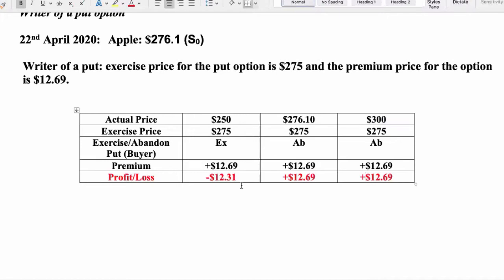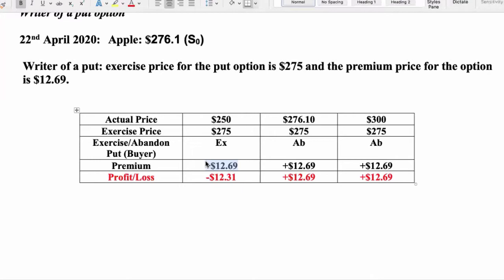The writer sold the option. It gave the buyer the right to sell at $275. When the stock ended up being $250, the buyer exercised their option and are now able to sell for $250, therefore making $25. Who were they taking that $25 from? Well, the seller sold them the option. They have to give them the $25. So of the $25 that the seller or the writer gives to the buyer, they give them $12.69 of the buyer's premium that the buyer gave them back in April. So they give them $12.69.